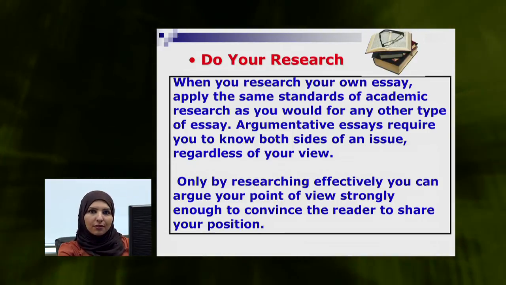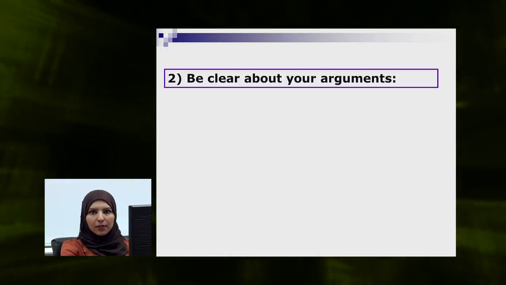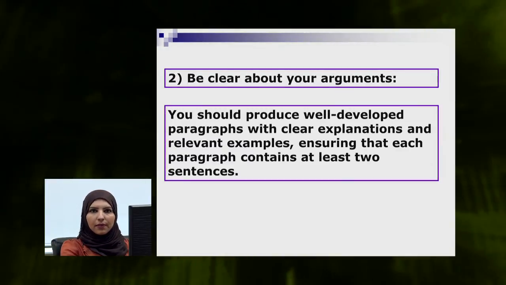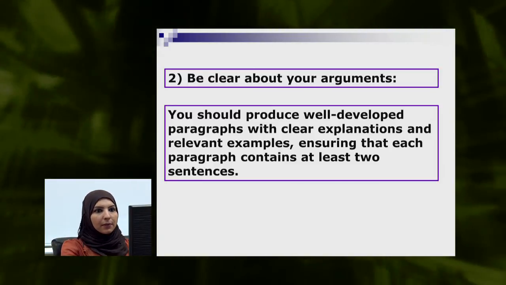The second important tip for you in order to write a good argumentative essay is to be clear about your arguments. This means that you should produce well-developed paragraphs with clear explanations and relevant examples, ensuring that each paragraph contains at least 2 sentences.